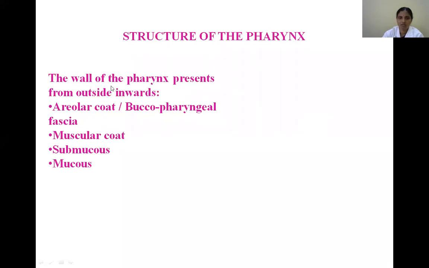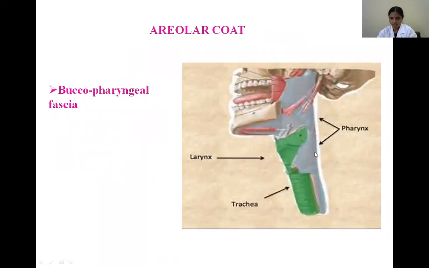So what is the wall? The wall of the pharynx is made up of these four coats. From outside to inside: areolar coat, muscular coat, submucosa and mucosa. So what is this areolar coat? See, the outermost layer of the wall is made up of areolar coat. This areolar coat is otherwise called buccopharyngeal fascia. See, the entire pharynx is covered by loose areolar tissue.